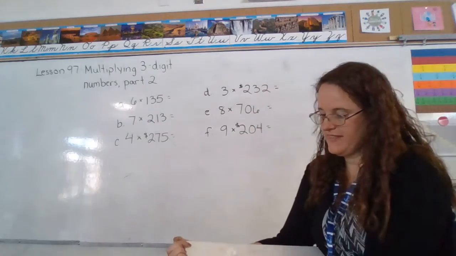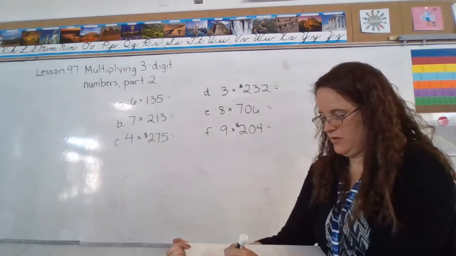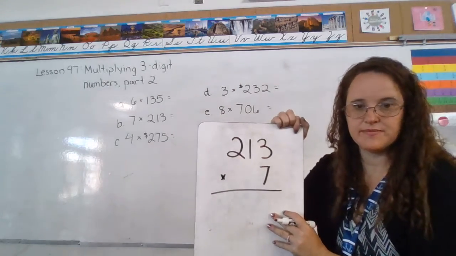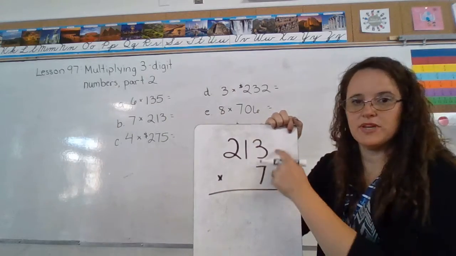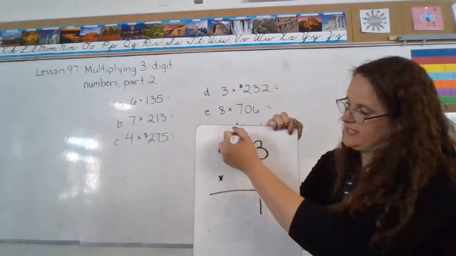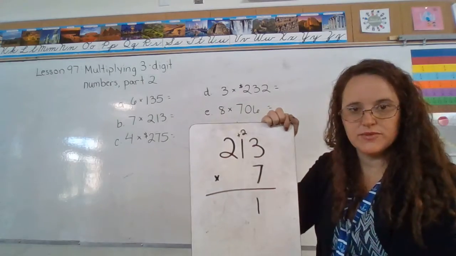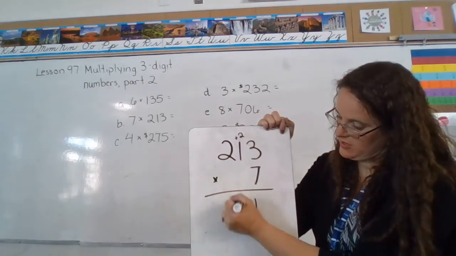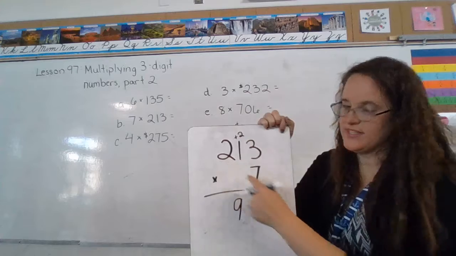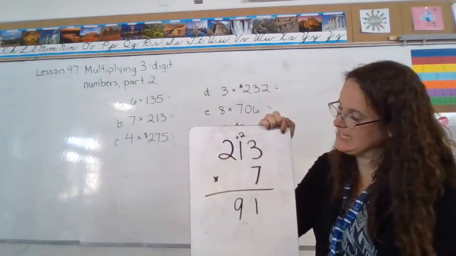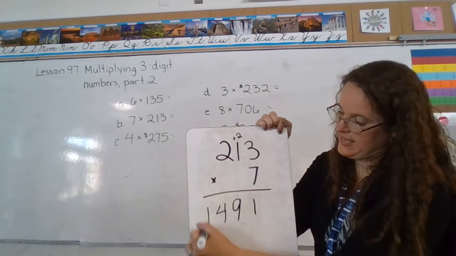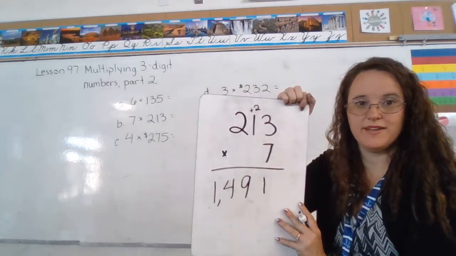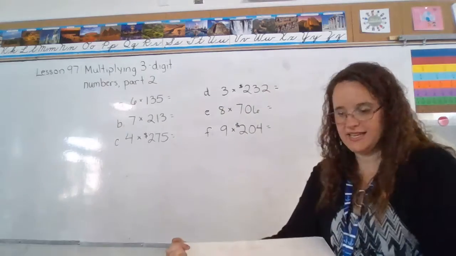B, we want to rewrite that one with the big number on top. So 213 times 7, ones place. 7 times 3, 21. Carry my plus 2. 7 times 1 is 7. Plus 2 is 9. 7 times 2, 14. We didn't have anything carried there, so we have 1,491 for B.